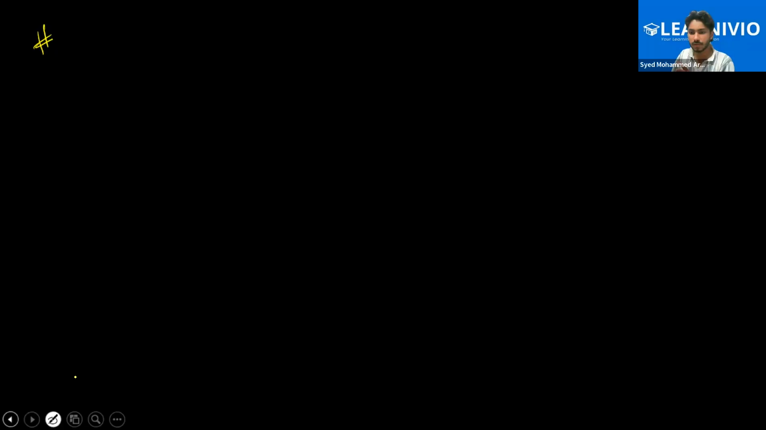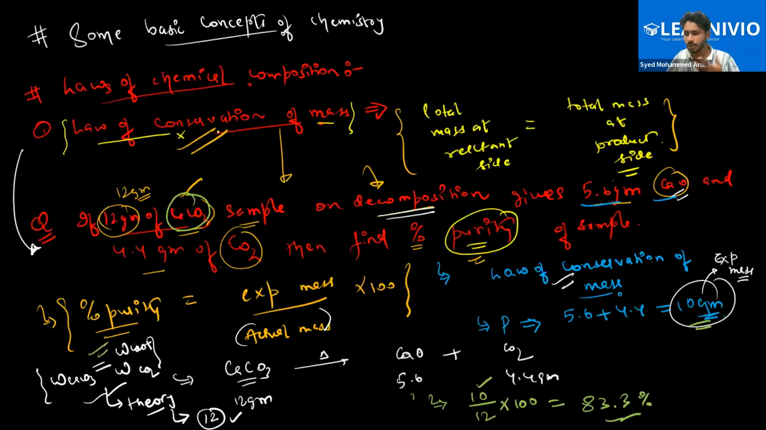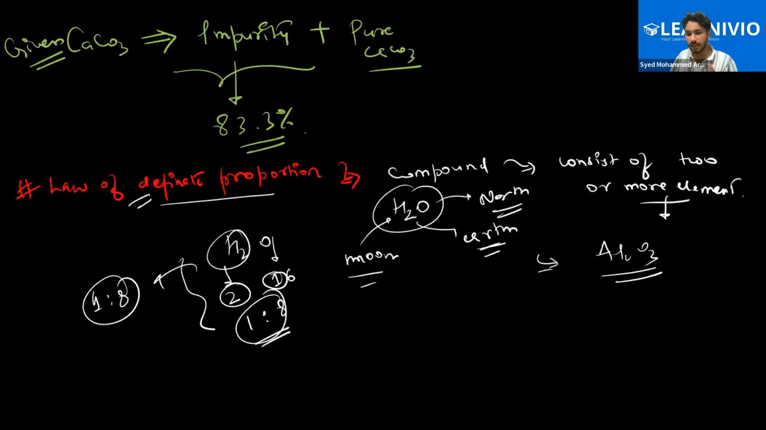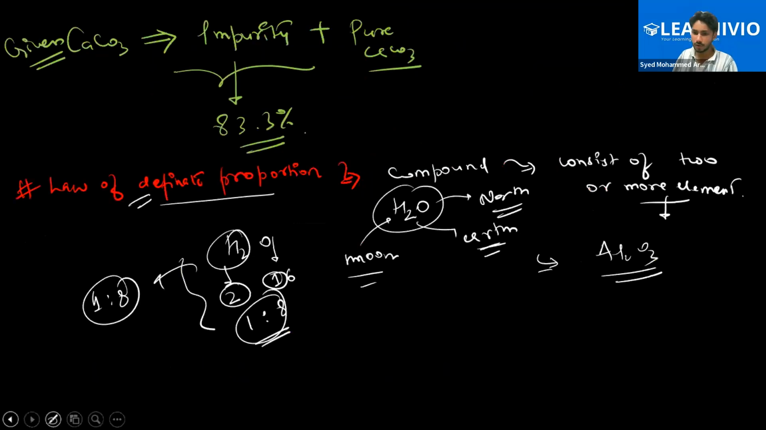The first law is the law of conservation of mass, and the next one is definite proportion, and the next one is multiple proportion, and the other one, I am just writing the name, is the law of reciprocal proportion. Just reciprocal proportion. You do not need to worry about this because it's not very important.